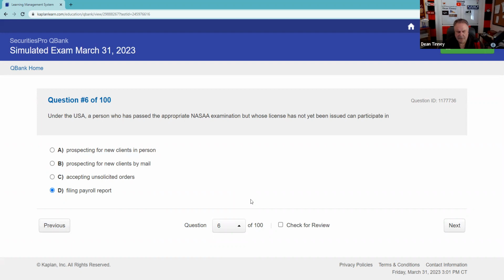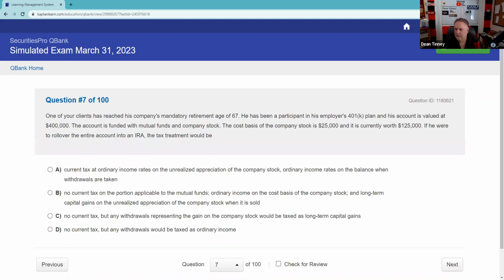So the key point about D is it's clerical and the other ones are not. Excellent. One of your clients has reached the company's mandatory retirement age of 67. He has been a participant in his employer's 401k plan, and the account is valued at $400,000. The account is funded with mutual funds and company stock. The cost basis of the stock is 25 and is currently worth 125. If we roll over the entire account into an IRA, the tax treatment would be.